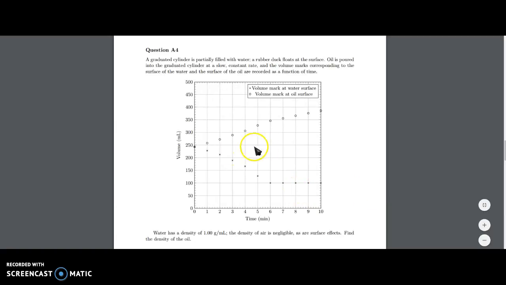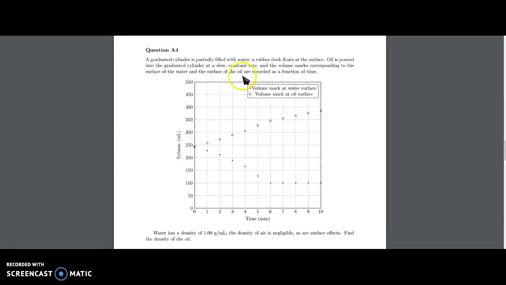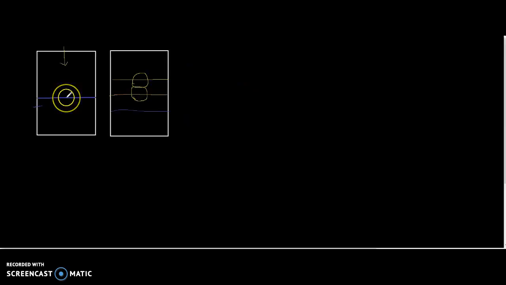Now that we fully analyzed this chart and drawn a diagram, what I'd like to do now is draw some free body diagrams, some force diagrams. Now we can draw a force diagram for before and a force diagram for after. Before, we have the buoyant force of the water, which is balancing the force of gravity on the duck. In the end, the oil is now fully supporting the duck, so it would be the force of buoyancy of the oil on the duck, and the force of gravity.